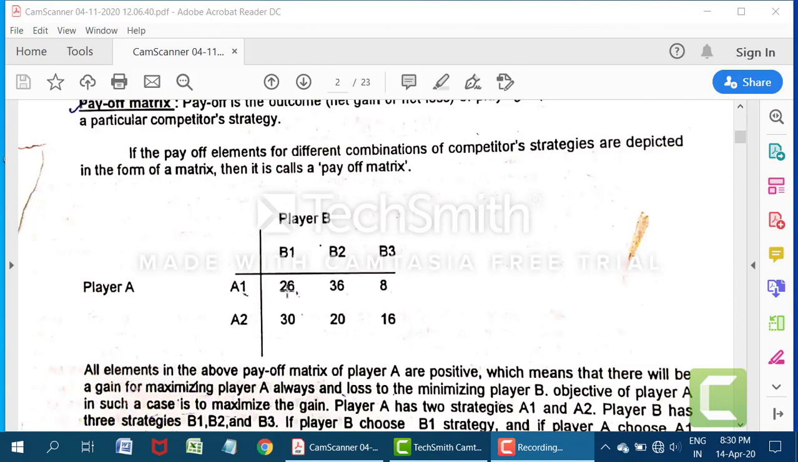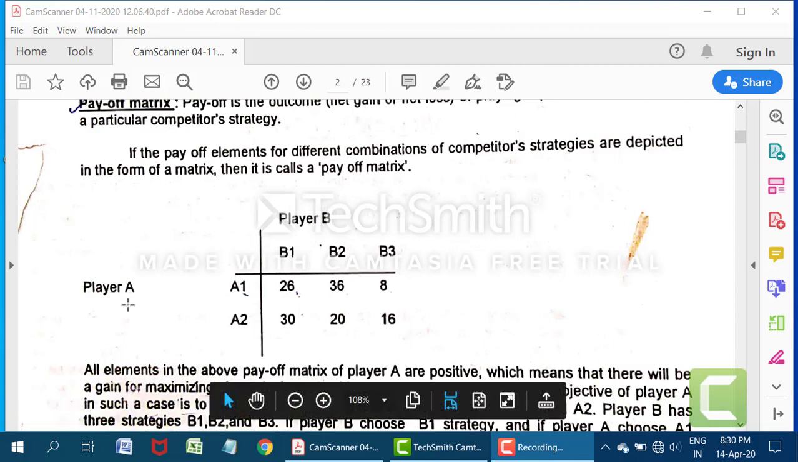26 with a plus sign means that 26 rupees is the gain to player A and a loss to player B. Similarly, if player A plays the A1 strategy and player B plays the B2 strategy, the payoff element is 36, which means 36 rupees is the gain to player A and 36 rupees is the loss to player B. Similarly, if A plays A1 and B plays B3, plus 8, which means 8 rupees is the payoff, the outcome, the gain to player A and loss to player B. Similarly, if A plays the A2 strategy and player B plays the B1 strategy, this is the payoff element, which means this is plus to him, minus to player B, that is a loss to player B.